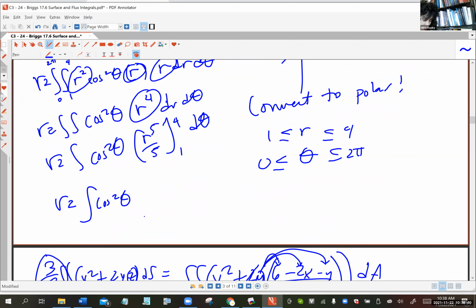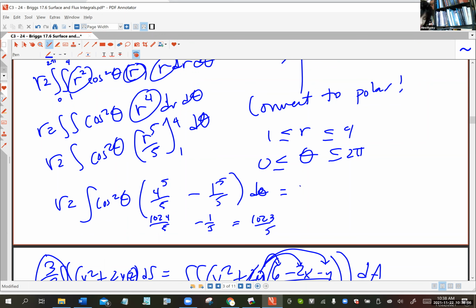And as usual, I'm running out of paper. So what do we have here? I think this is 1,024 fifths minus 1/5. That's 1,023 fifths. I know, weird, huh? And that's just a constant, so I'm just going to pull it out in front of the integral, and then I still have that square root of 2.